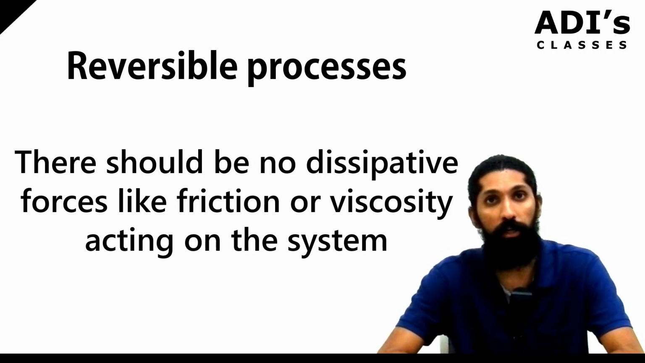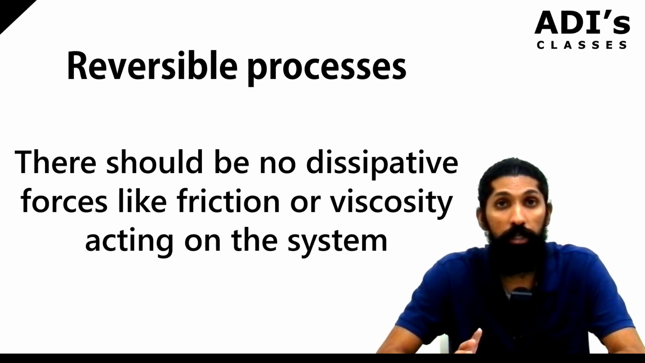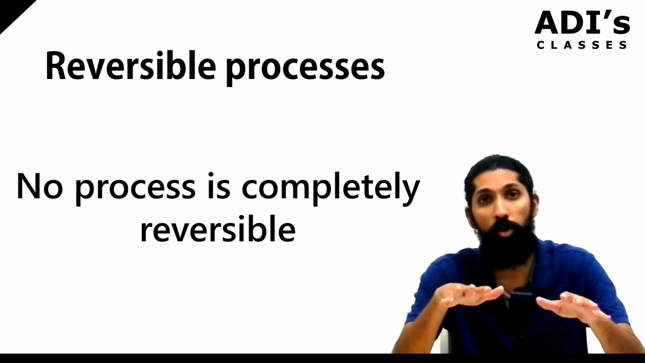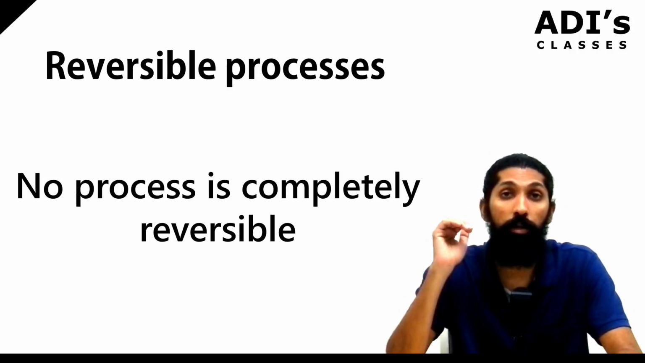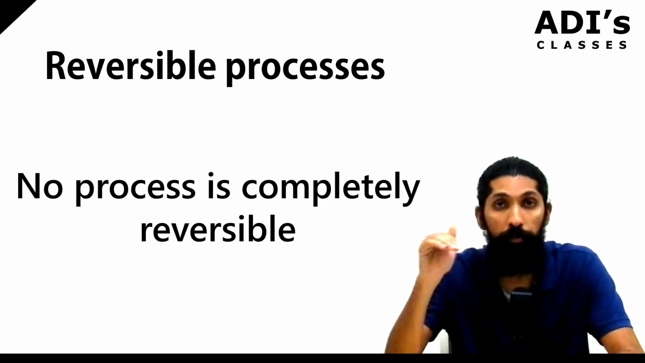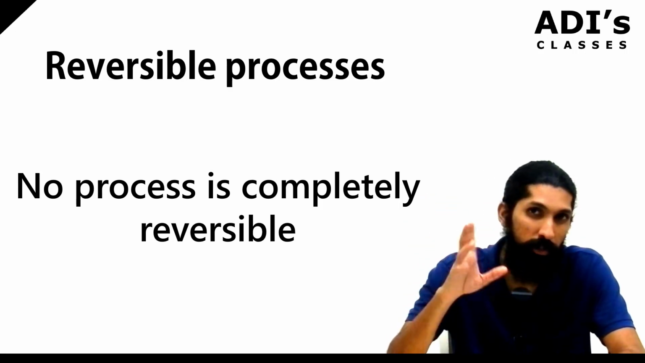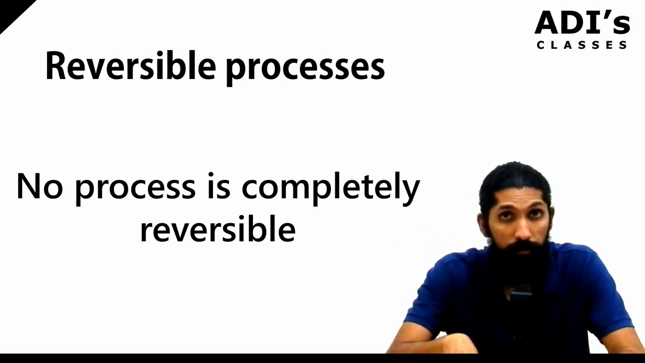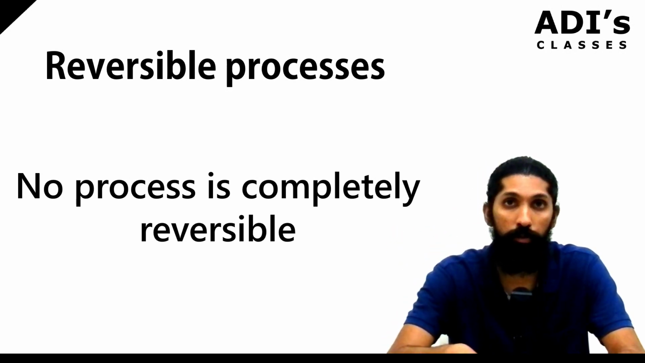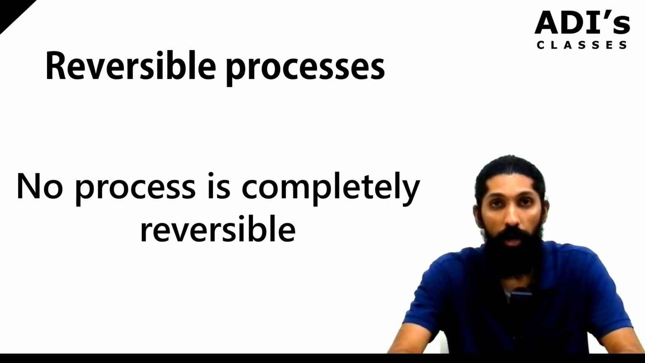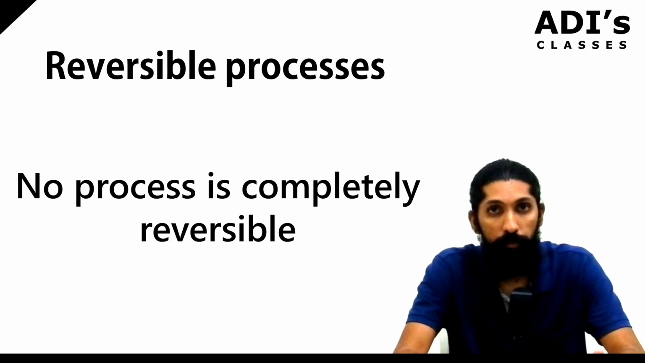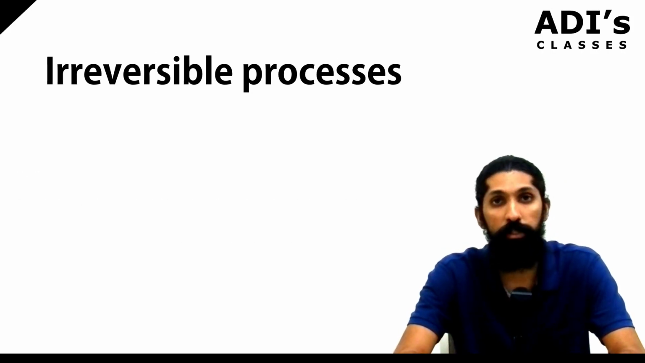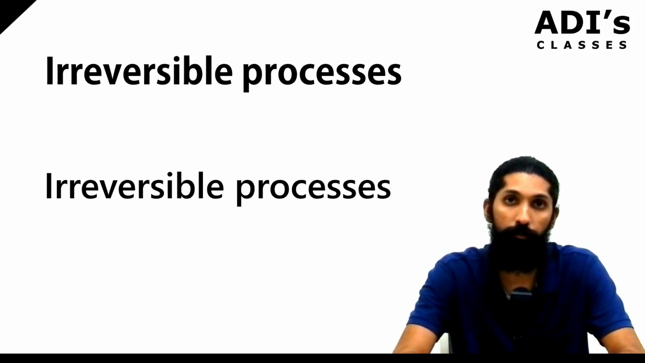Practically speaking, no process is completely reversible. We can only approximate, we can say that it's almost reversible, but no process in the universe is completely reversible. There's always some sort of a change either in the system or in the surrounding. Okay, so this is where we introduce the concept of irreversible process. Here, irreversible process meaning what? Something which does not satisfy the above two conditions. That's basically an irreversible process.